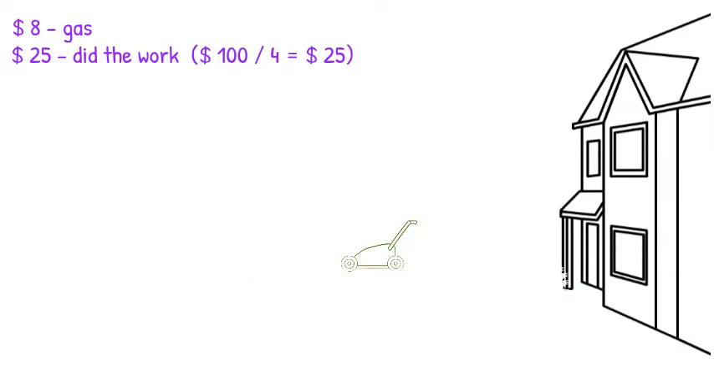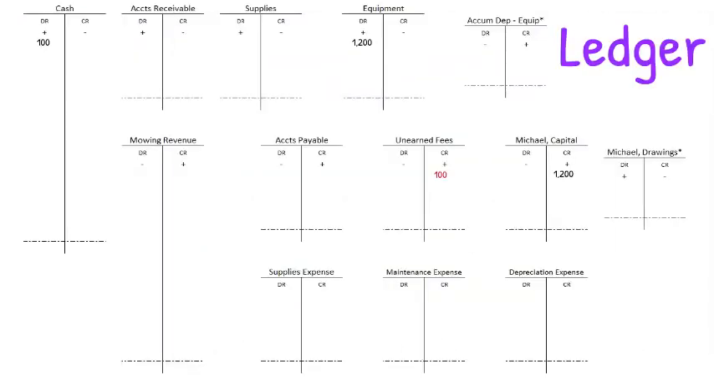He records the $8 purchase as a credit to cash and a debit to supplies. And now that he's done the work, he can recognize $25 of the unearned fees by taking them out of unearned fees and putting them into Mowing Revenue.